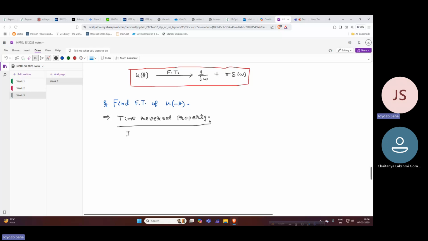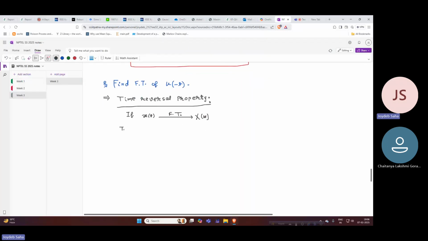Time reversal property: if the Fourier transform of x(t) is X(omega), then the Fourier transform of x of minus t is X of minus omega.